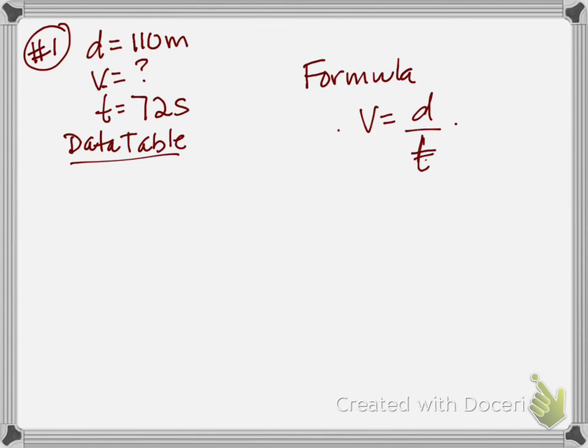So this is it. Velocity equals distance over time. Again, if you don't write down the formula, you're not going to get full credit for the problem. All right, so this is step number 2, if your data table is step number 1.